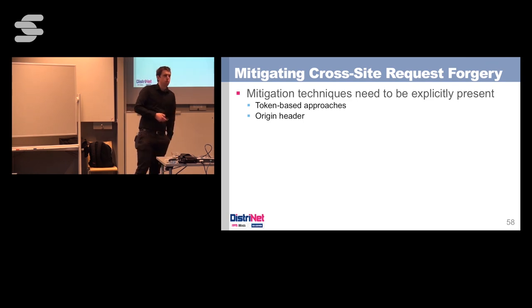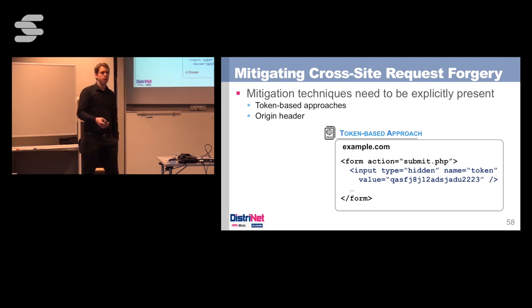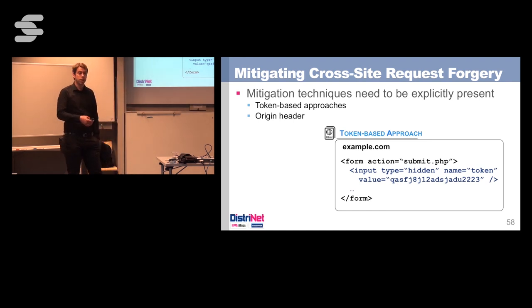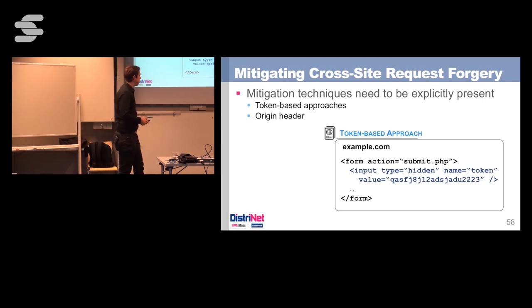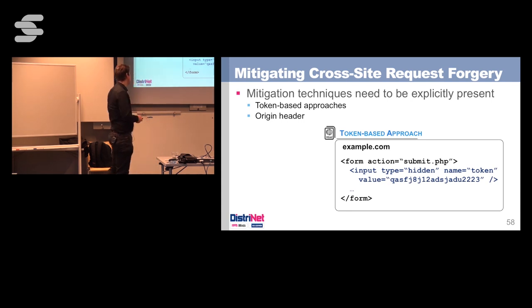Traditionally, you use a token-based approach to mitigate such an attack. A token-based approach embeds a hidden token in a form. By doing so, if the server doesn't find its own token in the form, then it knows that it's not a request that it intended to be sent, and it will be ignored. This leverages the same origin policy to ensure that the token cannot be stolen, but that's a traditional defense in case you use forms. Another one is the origin header, which I'm not going into detail here.